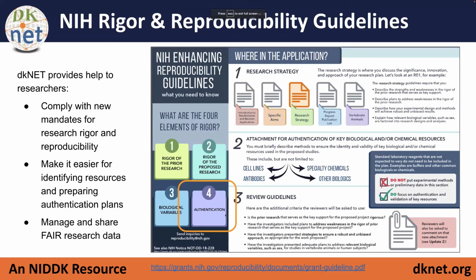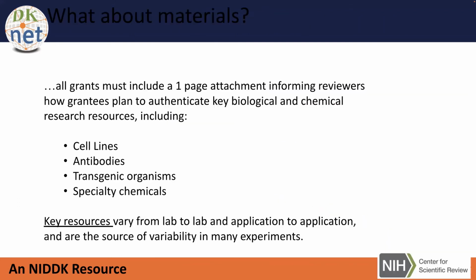And so I'll finish up by talking a little bit more about the authentication side of things. NIH has published rigor and reproducibility guidelines, and authentication of key biological reagents and resources is something that is required in new grant applications. This is a one-page attachment that describes how you plan to authenticate these key biological and chemical resources, which include cell lines and antibodies.